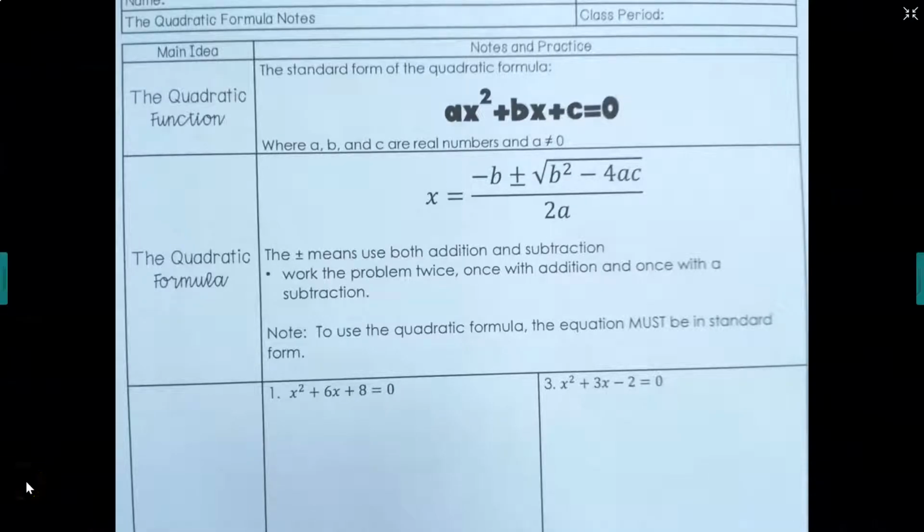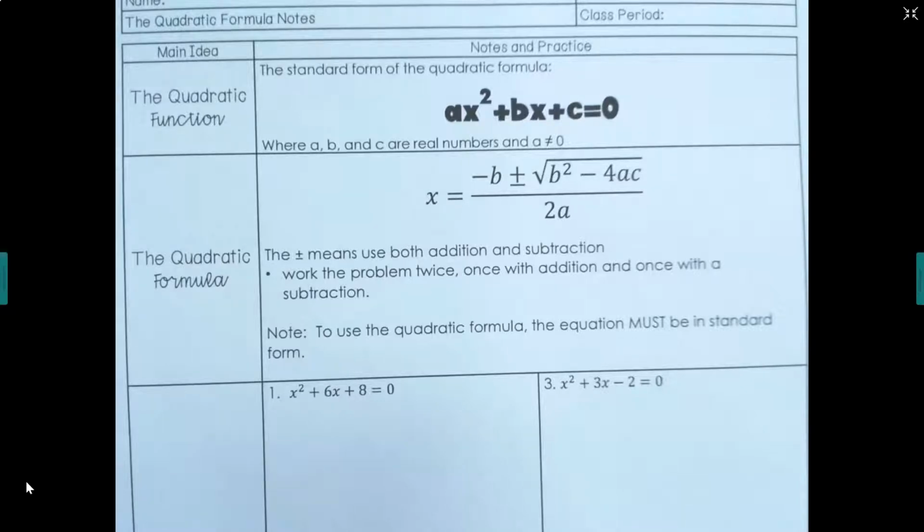Welcome to this video on solving quadratic equations using the quadratic formula. By the end of this video, you should be able to identify a, b, and c in the standard form quadratic equation, and you should be able to use the quadratic formula to determine the solutions of a quadratic equation.